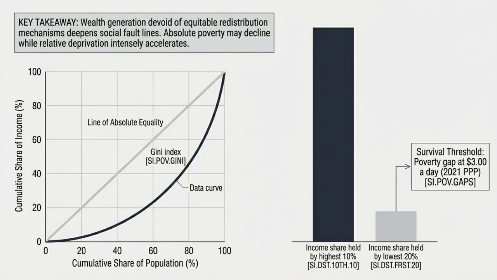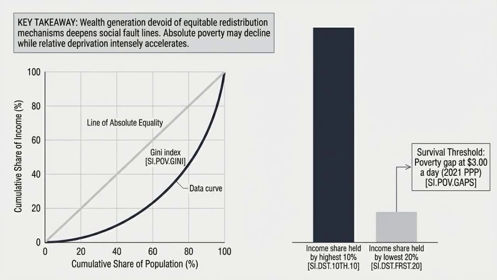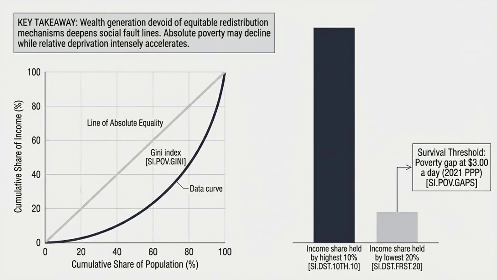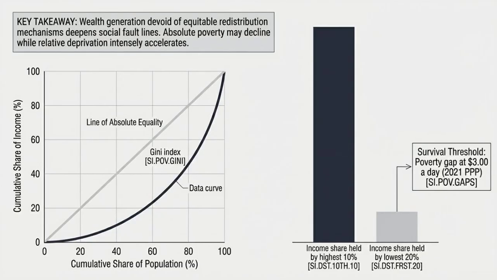Slide 13 moves us into social equity and multidimensional poverty. We are talking about fractures and the redistribution of wealth. The visual here combines a Lorenz curve and a histogram. We are graphing the Gini index, which measures income inequality, and we are directly comparing the income share held by the highest 10% of the population against the lowest 20%.